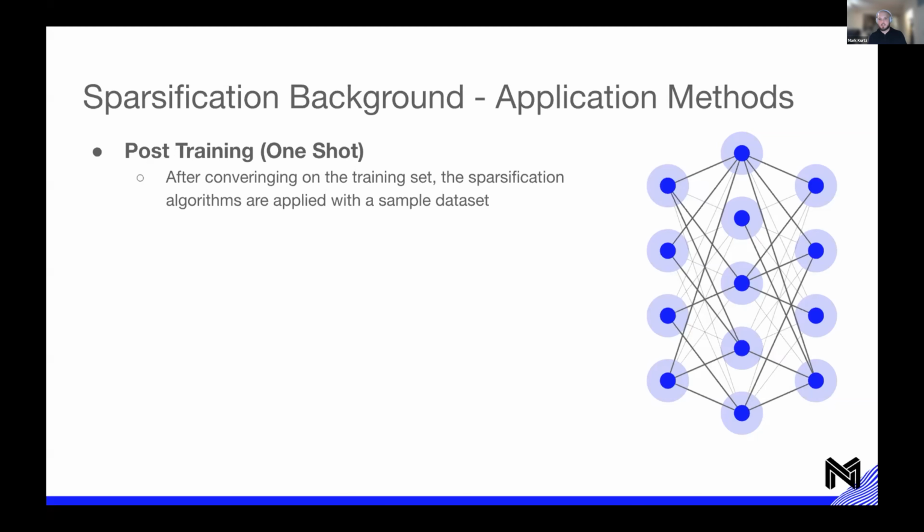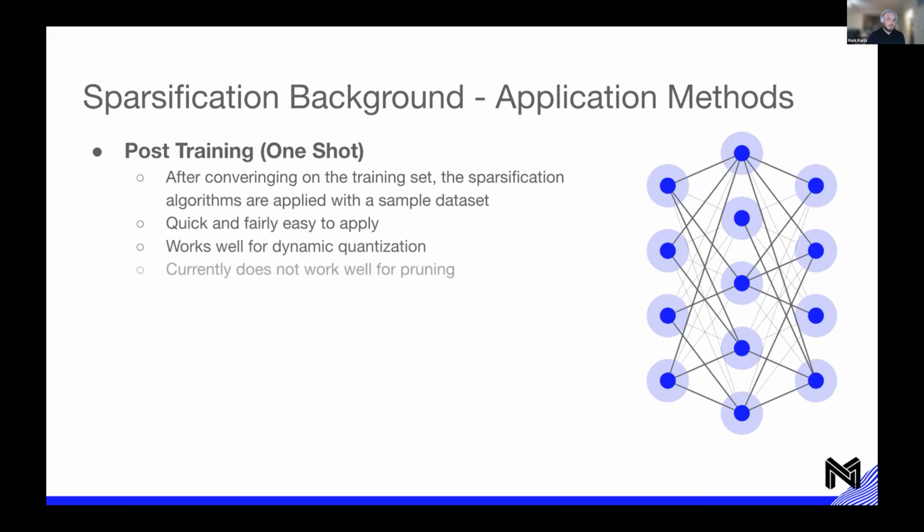So if we're thinking about quantization, we're going to run that small sample through to figure out what our distribution is at each activation so we can do static quantization. It's quick and fairly easy to apply. And it works well for dynamic quantization, but it currently does not work well for pruning. This is actually some new research that we have coming out at NeurIPS later this year. And we're currently working on quite a bit more research on top of it and building out some products on top of it. So stay tuned for that.